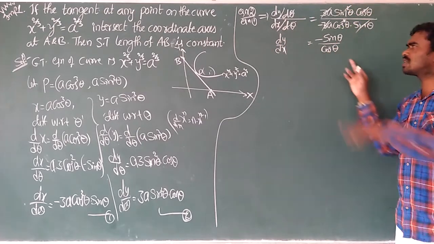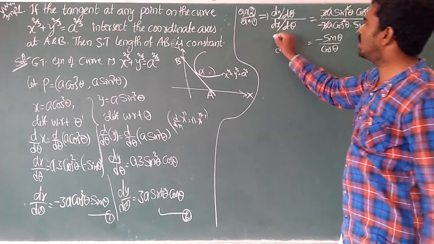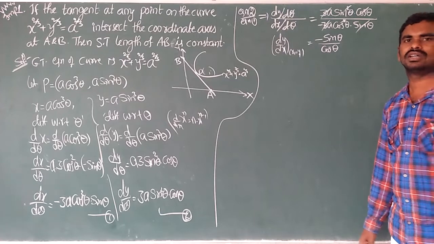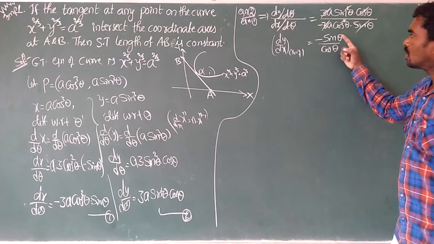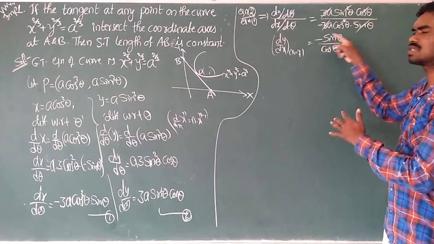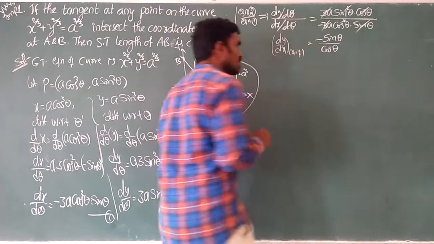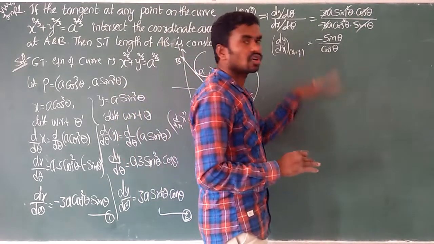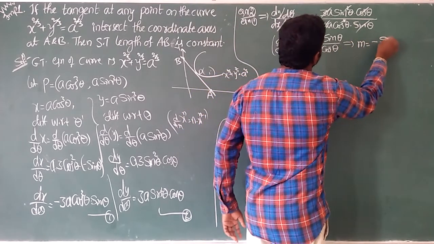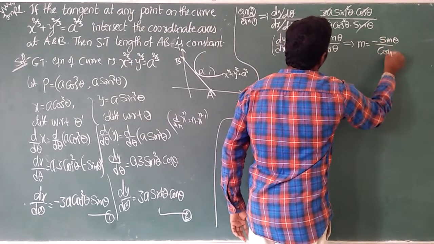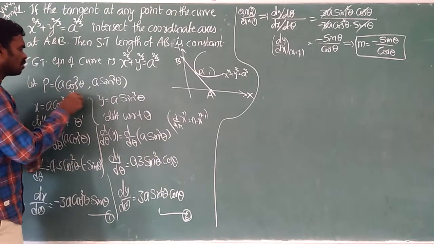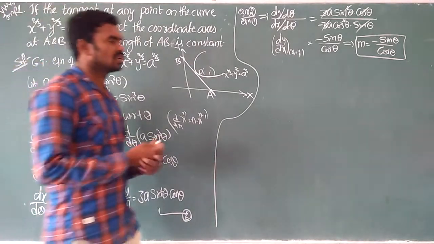Okay, this is already in terms of theta. So dy by dx at (x1, y1) is also minus sin theta by cos theta. If it were in terms of, suppose, x, we must substitute x equals a cos cube theta and y equals a sin cube theta. But luckily we got it in terms of theta. So some of the simplification is done automatically. So the slope m is equal to minus sin theta by cos theta. Got it? We got the slope. We know the point (x1, y1). Then what next? Very simple.